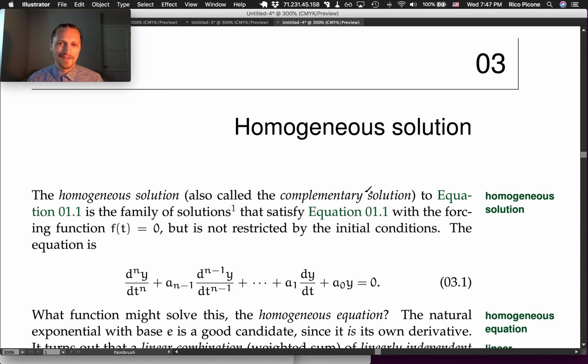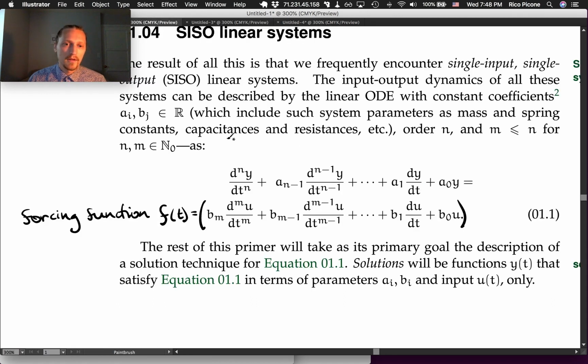Okay, so lecture 3, homogeneous solution. The homogeneous solution, also called the complementary solution to equation 1,1. What's equation 1,1? That one, right? Equation 1,1. It's our ODE, the ordinary differential equation we're trying to solve. So, we're still trying to solve it.